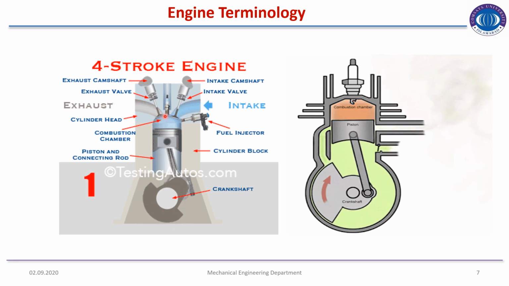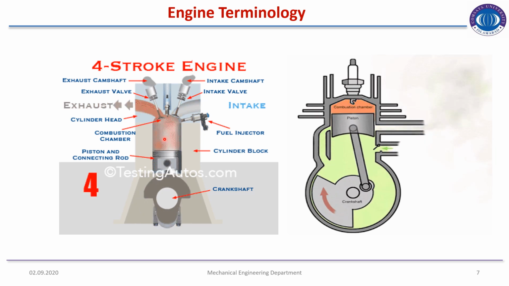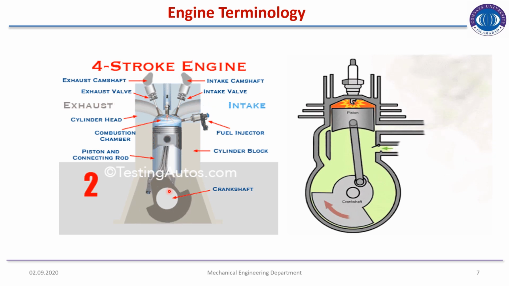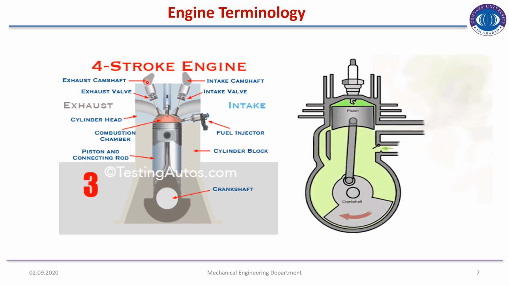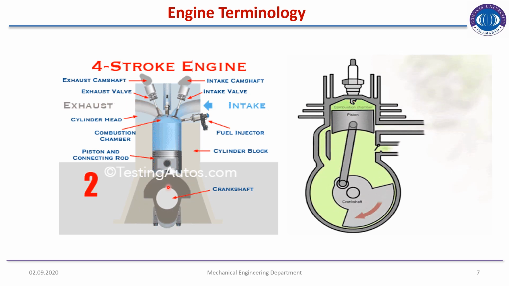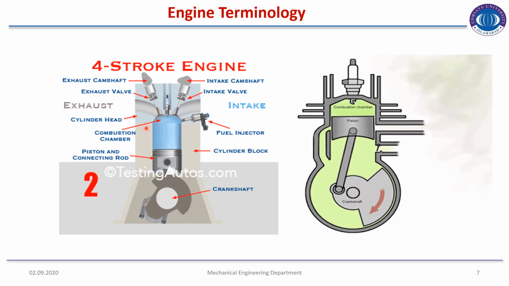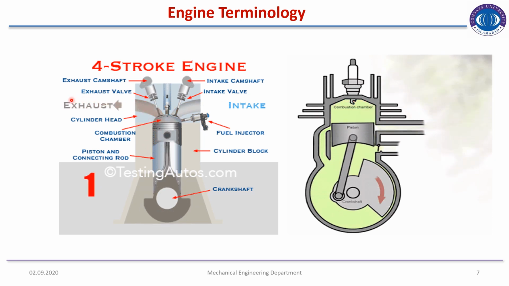So this spark plug will produce a spark and initiate the process of combustion, and this piston will move back due to the power stroke, and at the same time you see that the exhaust camshaft opens up. As the piston is moving back, then it is moving upward. So the gases that have transferred their energy are now exhausted out through the exhaust valve.